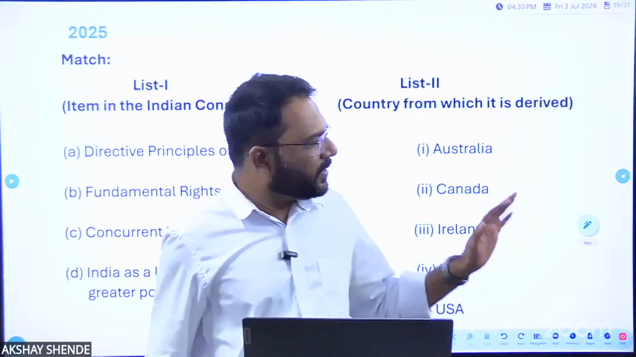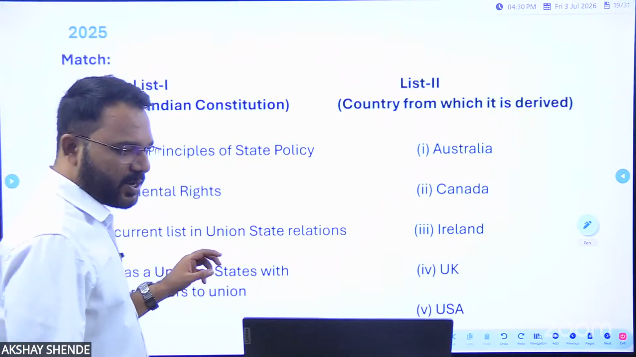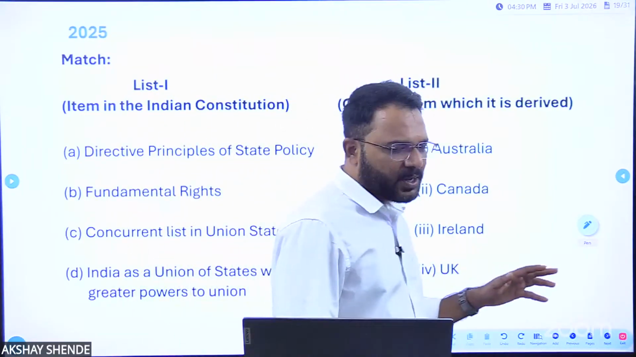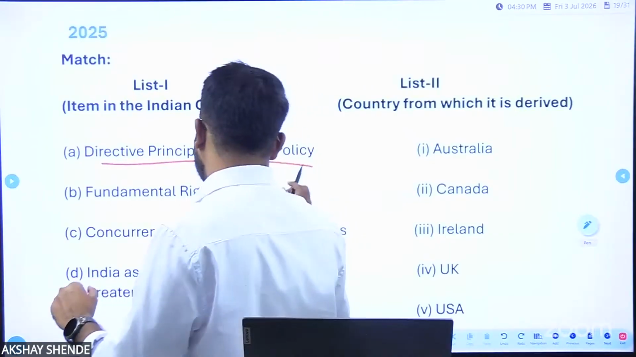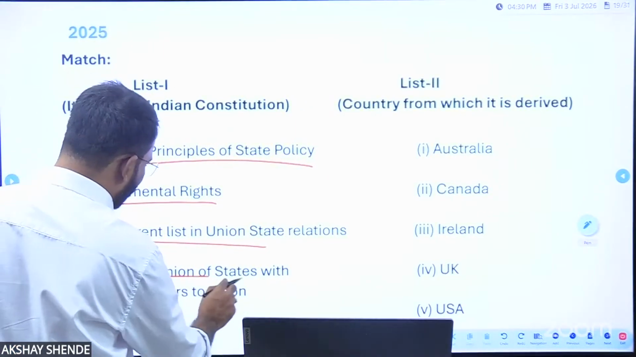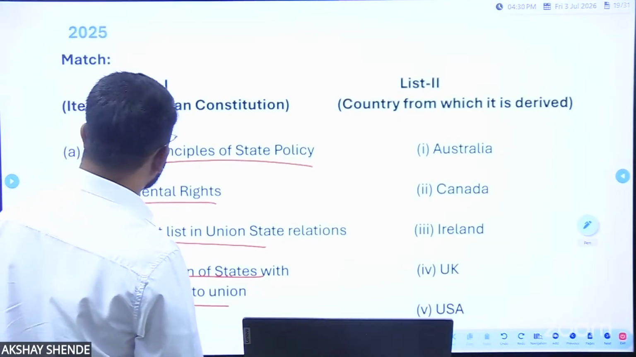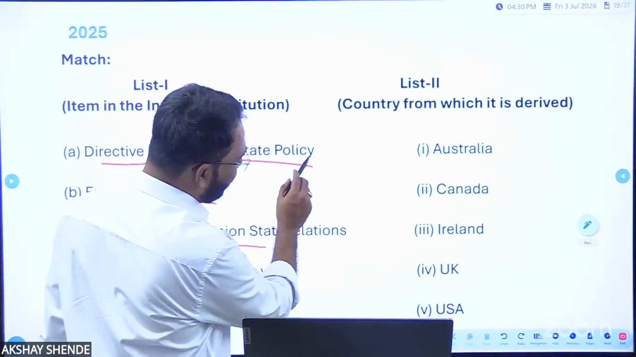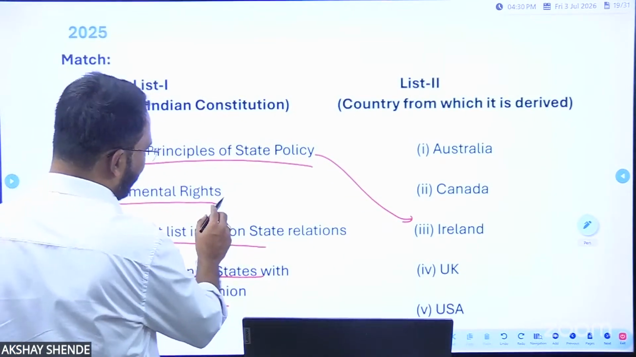So this is the type of question they have given you for the sources of the constitution. We have gone through many of them. Now let's try to match it. Directive principles of state policy, fundamental rights, concurrent list, union of states having greater powers to the union. Yes. So directive principles, we have taken from Ireland. Fundamental rights, we have taken from USA.